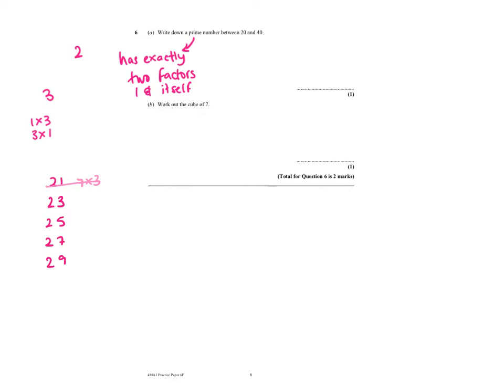23 is only divisible by 1 and itself, so my factors are only 1 and 23, so this is prime. So 23 would be my answer. Now there are a few other answers.